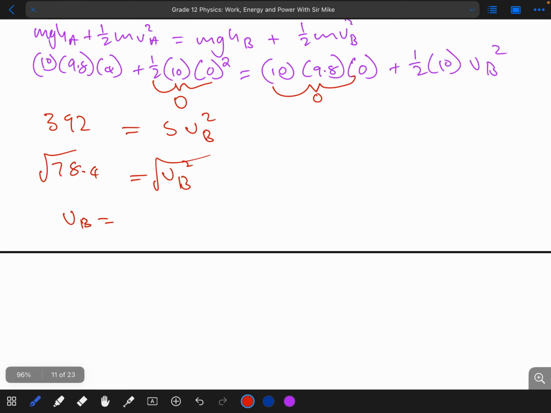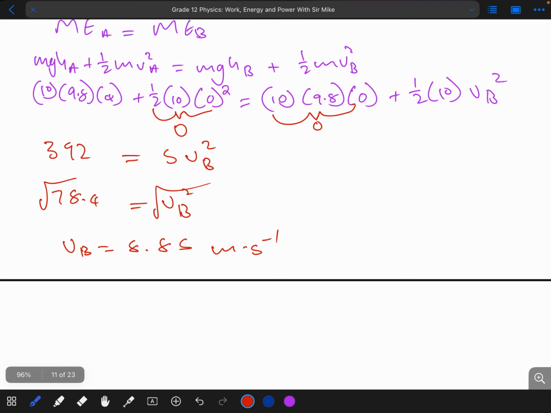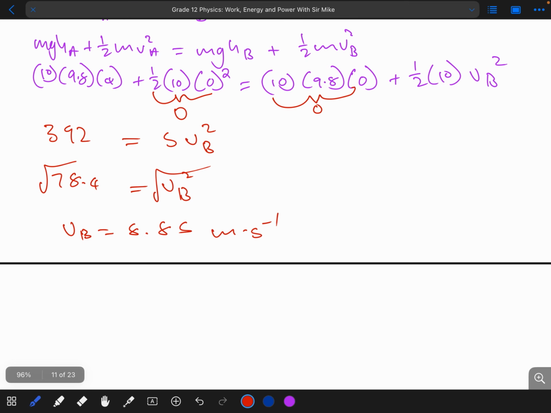would simply be equal to 8.85 meters per second, if you round that off. You can leave it like that. Now again, remember, this is a rounded version of the answer, and we are not at the final answer yet.